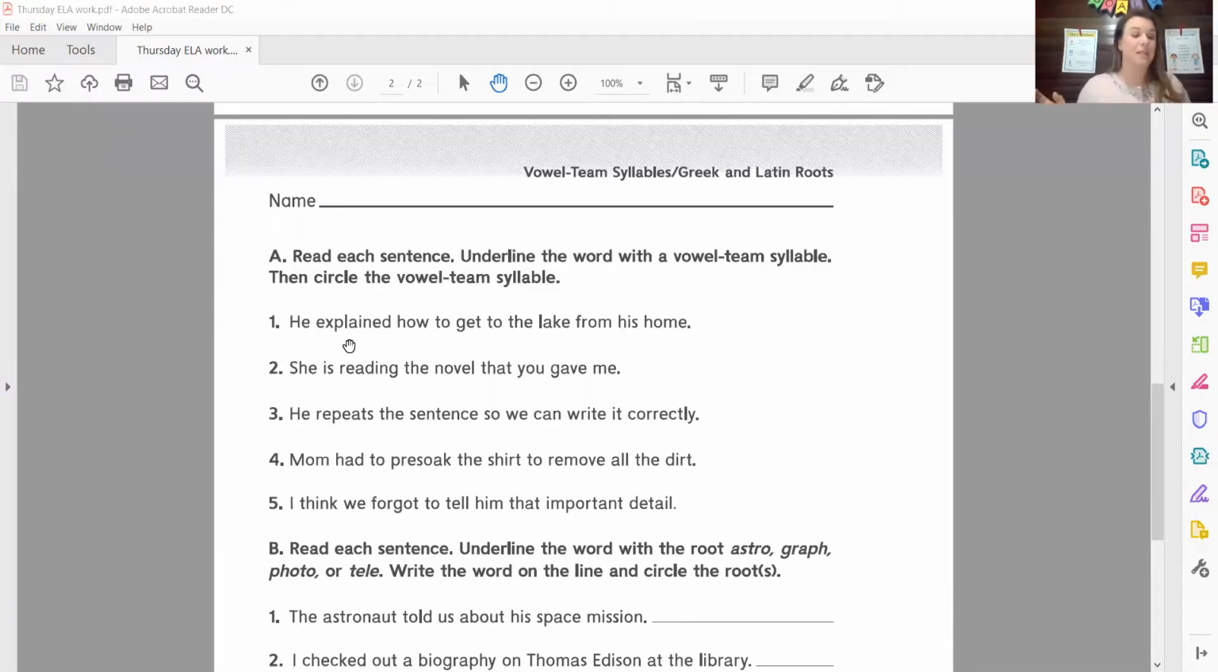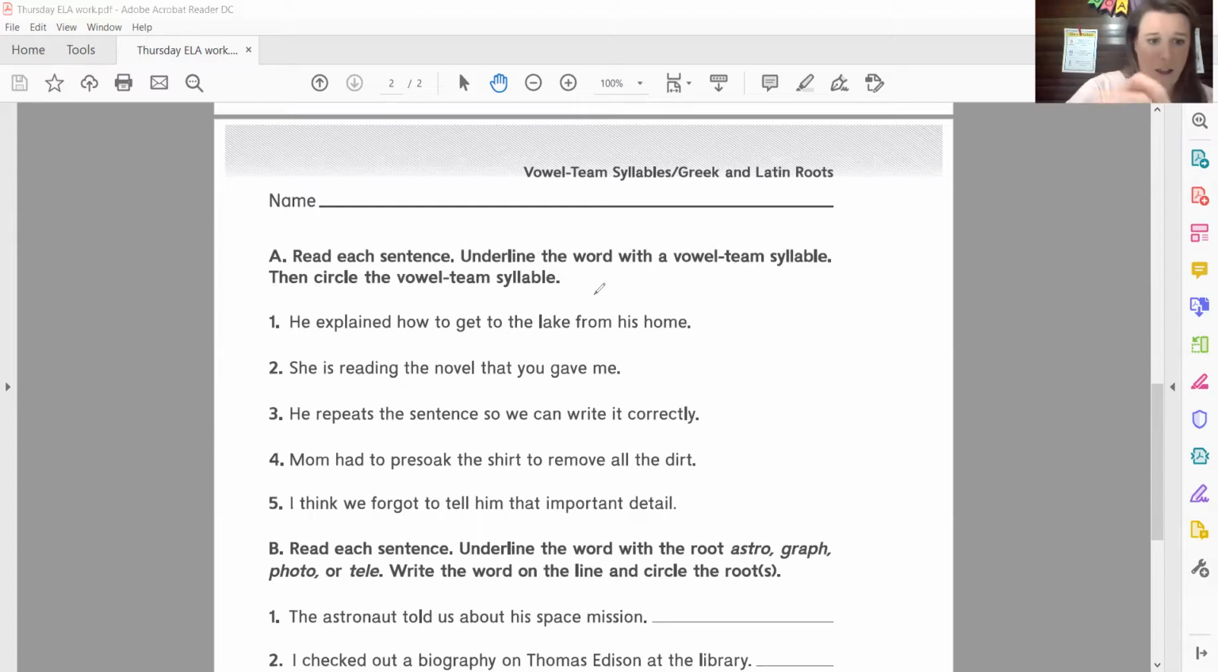Now this, you guys, is something so easy we've been doing in class a long time ago, and we're just reviewing what we've done. So I'm going to use my actual pen now. Use the blue. This was: underline the word with a vowel team syllable, then circle the vowel team syllable. All you have to do is find the word with a vowel team syllable. Now a vowel team is two vowels put together to make one sound. So simple. We did this one or two times in class on our skills page a long time ago, in the middle of the year.